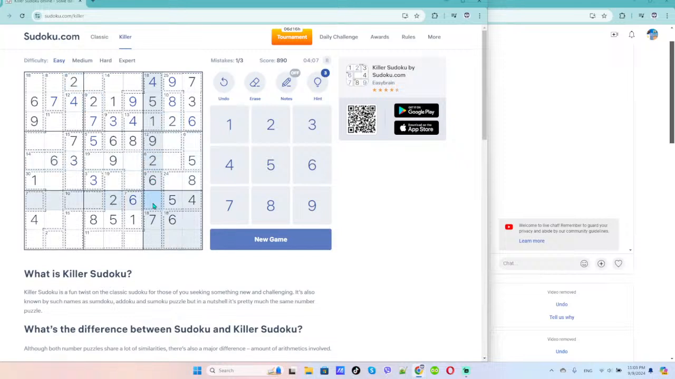1, 2, 3, 8. 3 and 8. 3 goes here thanks to the information given that these two add up to 9. And I write number 8. This goes here. And number 3 goes here.